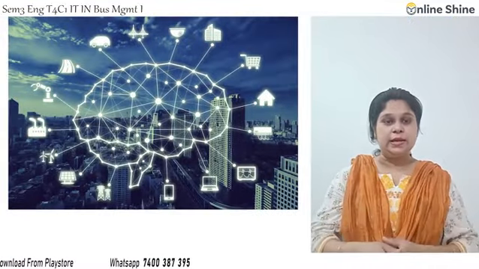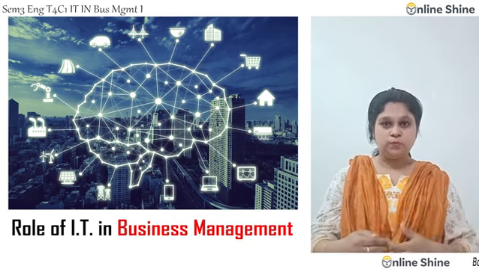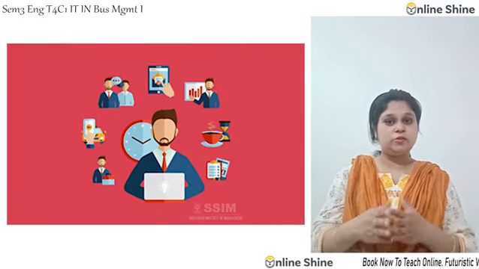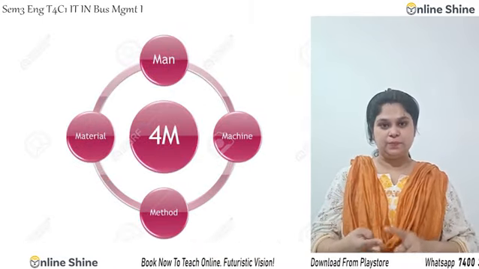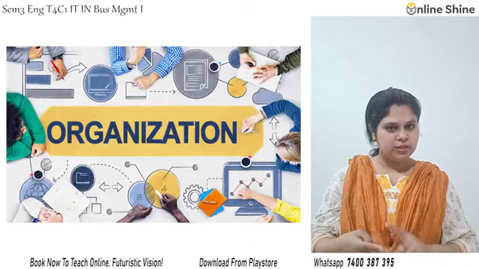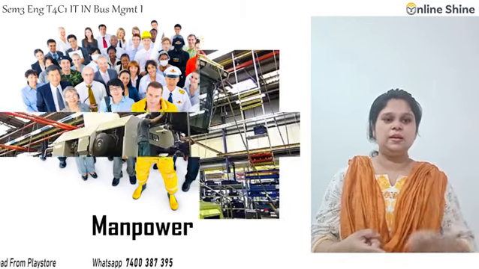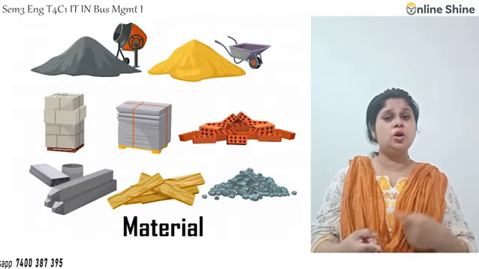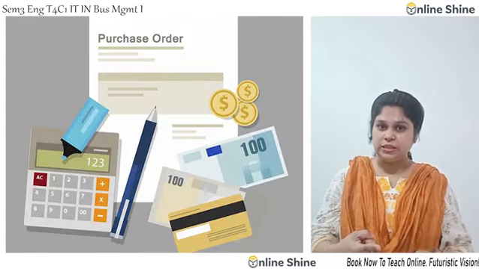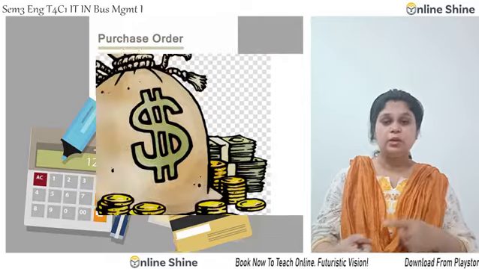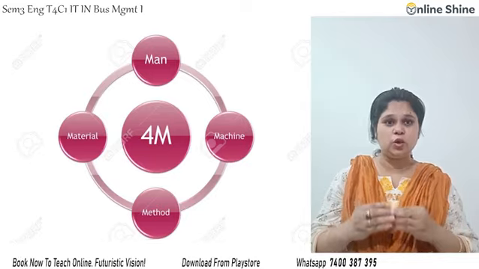Now we need to understand what is the role of IT in business management. As you all know, management is a term which comprises 4M, that is man, machinery, material and money. As we all know, in any organization, without manpower, we can't run our organization. Similarly, machinery and material are also important entities involved, and how will you purchase machinery or material, or even employ manpower? With the help of money. So these are the 4 pillars of any organization.